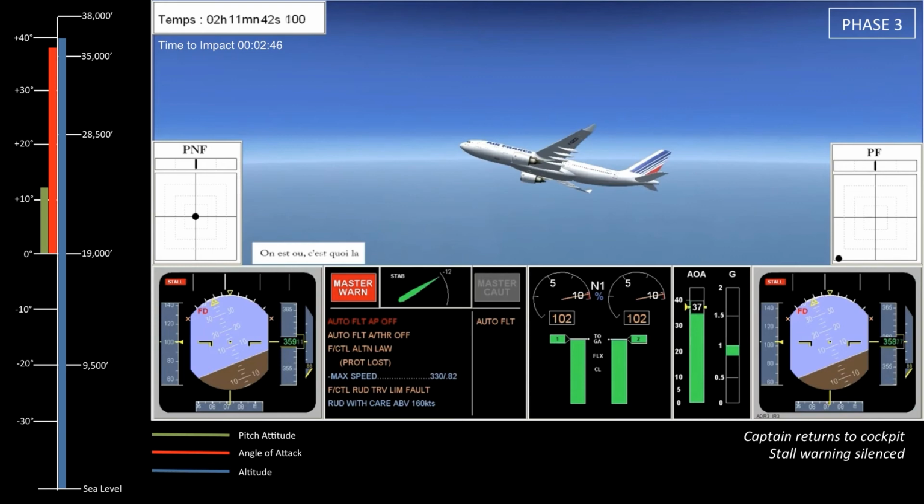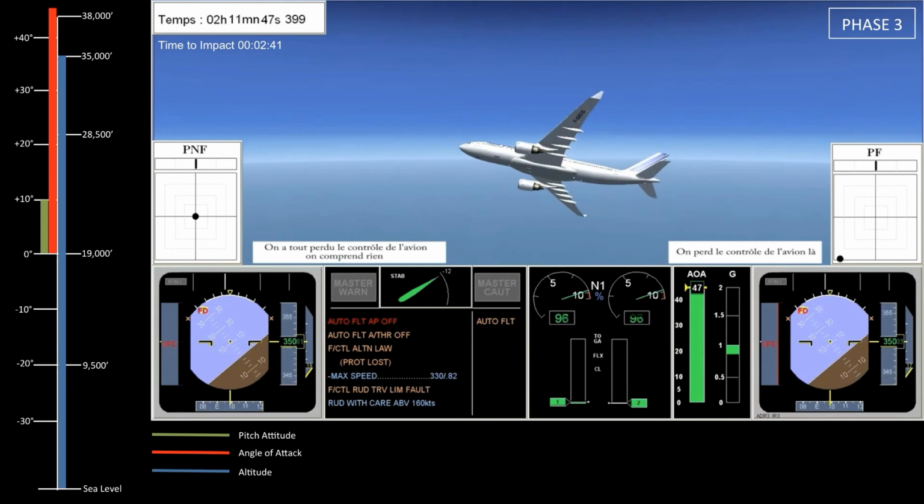Neither Bonan nor Robert informed Dubois of the fact that they had climbed to almost 38,000 feet and were actually now on the way back down. Dubois positioned himself in the centre jump seat at the rear of the cockpit, behind and between the 2 first officers, and remained in this location for the remainder of the flight. The pitch attitude porpoised between 8 and 15 degrees nose up.